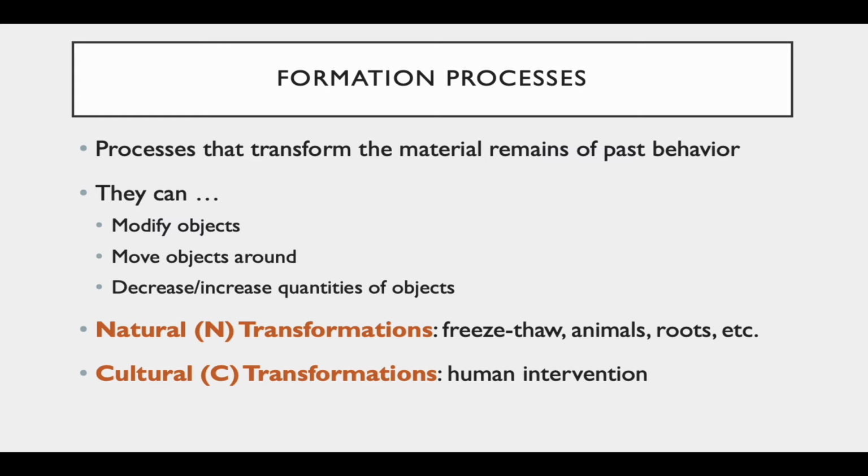So these are processes that transform the material remains of past behavior. They can modify different objects, move them around, increase or decrease the quantities of objects within different layers, so really complicating things for us. And there are two primary types of transformations, natural and cultural. Natural would include any kind of freeze-thaw mechanisms that are happening in the soil, animals and plant roots messing things up. Cultural transformations obviously involve human intervention. Let's take a look at a few examples.